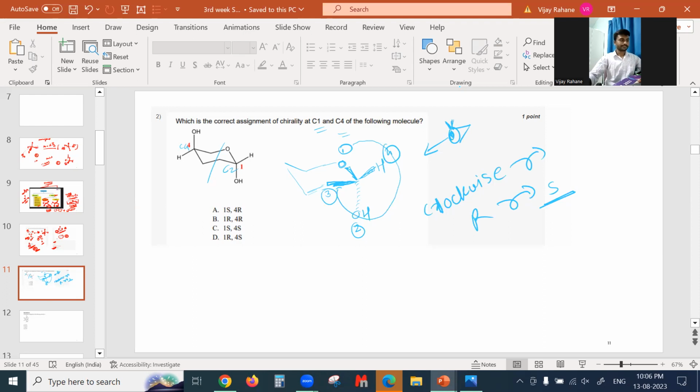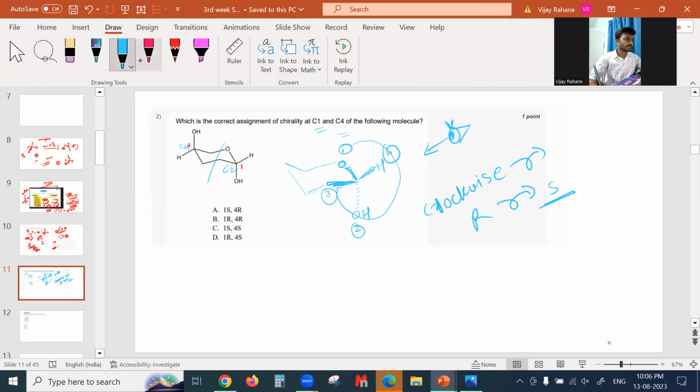Is that clear? Please let me know if you are not able to understand. So the configuration for this C2 is S. And if you move to the C4, we'll draw just the structure here. The hydroxy group is above, and this group we can see is attached to the chain which is downward, on the lower side, right?